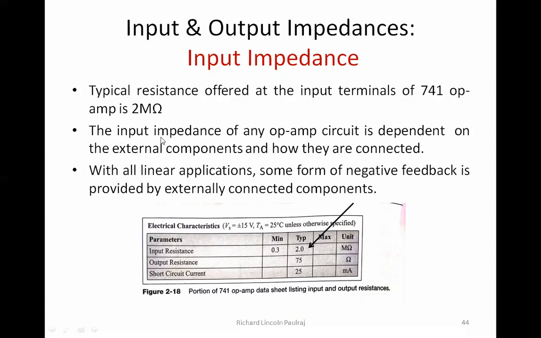The input impedance of any op-amp circuit is dependent on the external components and how they are connected, right? Now, how is this important to us? It's because whatever the input impedance is, it is not only because of the circuit, but also because of the other components that are connected. What are the other components? The resistances will be connected. There will be signal generators connected. These signal generators also will have a certain amount of resistance, but it should not be very high compared to the signal itself.